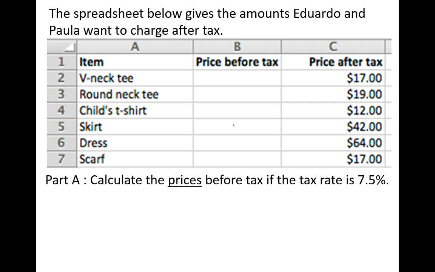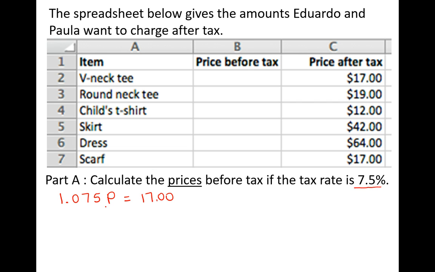The spreadsheet below gives the amounts Eduardo and Paula want to charge after tax, so they have all of these different amounts. Calculate the prices before tax if the tax rate is 7.5%. So remember, they're going to pay 1.075 times the price. That's the price plus the sales tax. And they want that to equal the after-tax price, in this case $17.